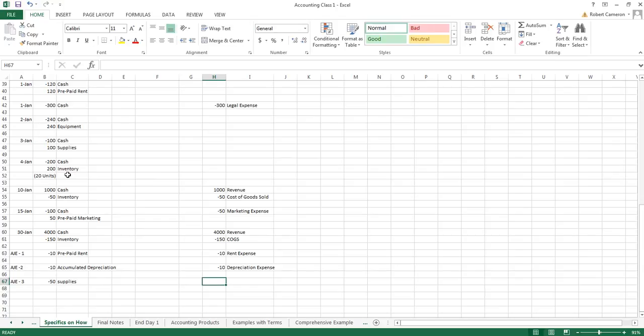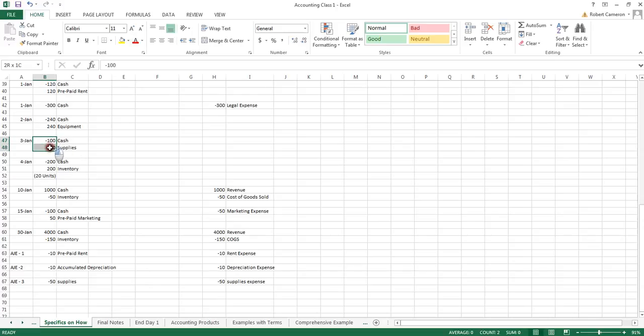So we take away 50 from supplies, and -50 supplies expense. I hope you're seeing a pattern here. Well, this went down, and so we're going to finally expense it, because the economic reality, the economic substance, is that now it's gone. So, then we do that.